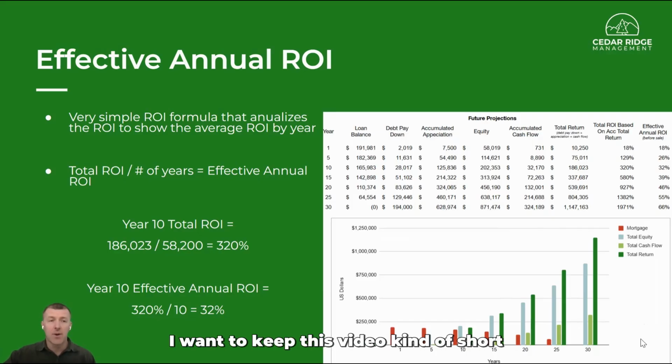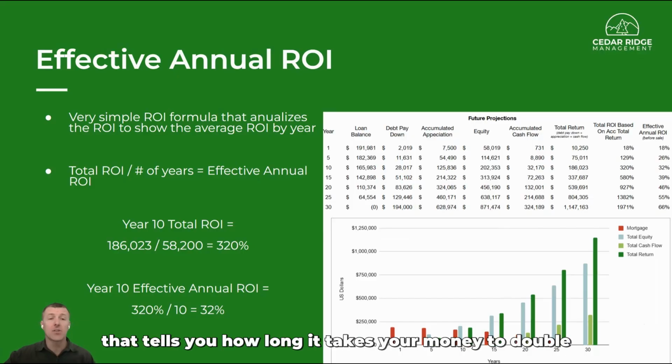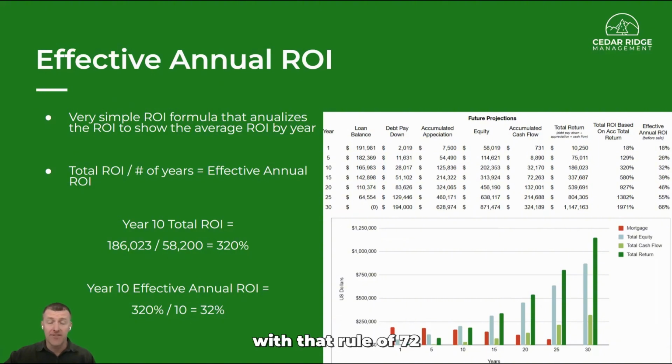Something to dive into, and I want to keep this video kind of short, but look up the rule of 72 as an investment rule, and that tells you how long it takes your money to double. And you could use this effective annual ROI with that rule of 72 to help you do some financial planning.